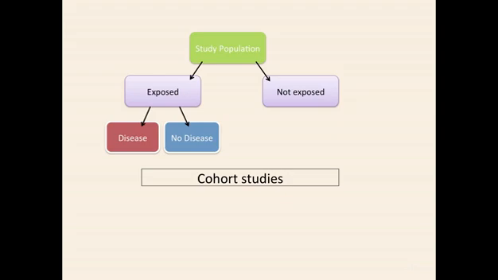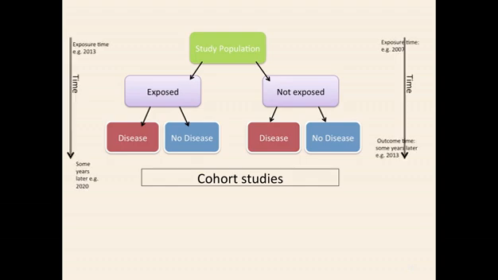At the end, you will get four cells: exposed individuals who are diseased, exposed individuals who remain healthy, non-exposed individuals who are diseased, and non-exposed individuals who remain healthy. In a cohort study, there are two time points of interest: the time of exposure and the time of outcome. The time of outcome always occurs after the time of exposure. Hence, cohort studies are always longitudinal in design.